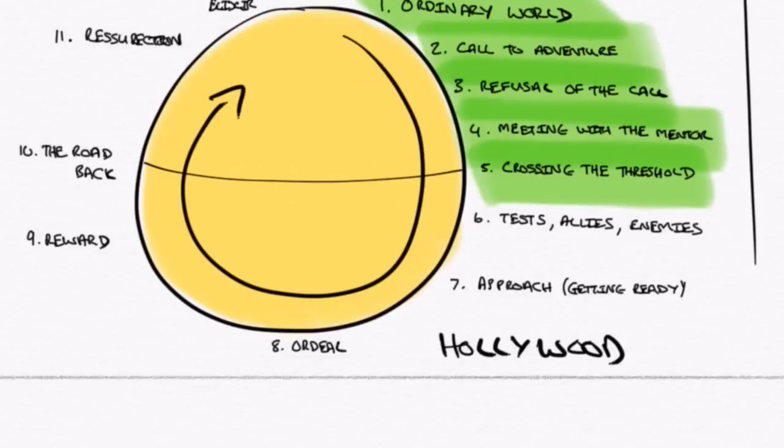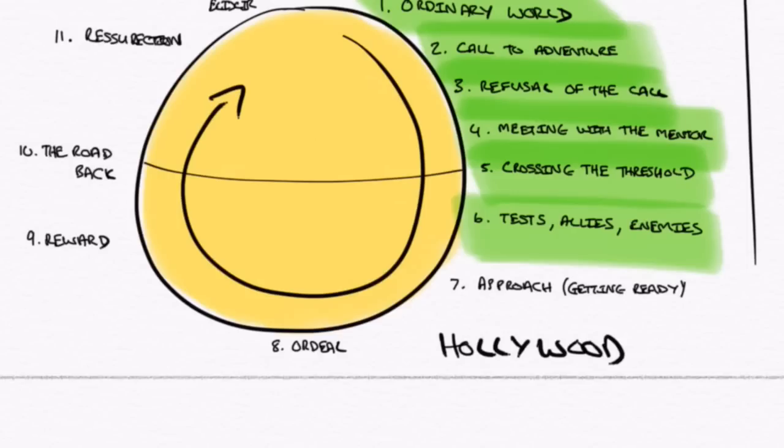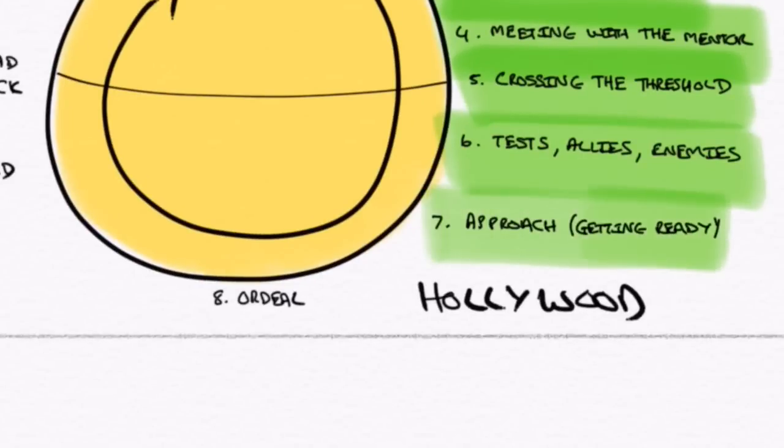As soon as they get into it, these things called tests, allies, and enemies start taking place. This is where they really start getting to know the playing field, and they start getting all sorts of tests or trials. At the same time, they start figuring out who their friends are, and they start attracting friends and teams and people to help them on their journey. But also they discover who their enemies are. Okay? And then as part of this adventure, they go on this approach, there's this big ordeal that they work towards here at number 8. But before that, they need to get ready for it first.